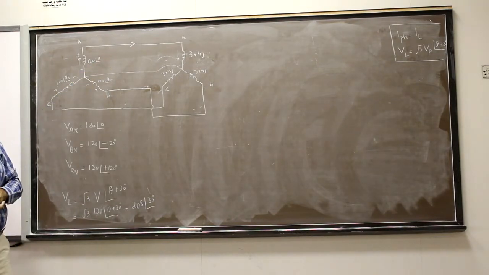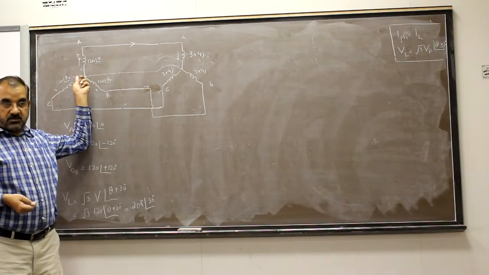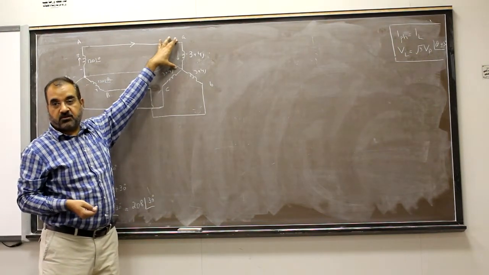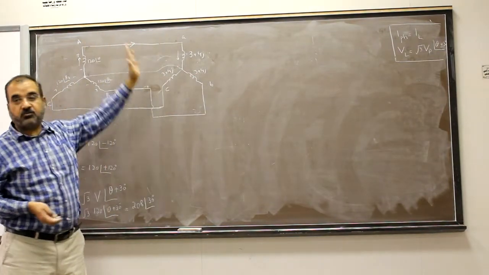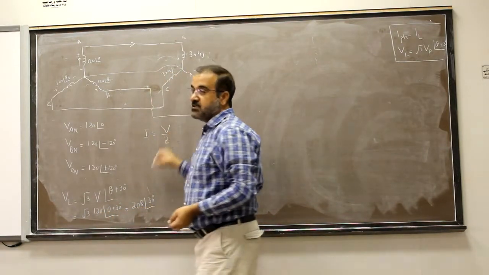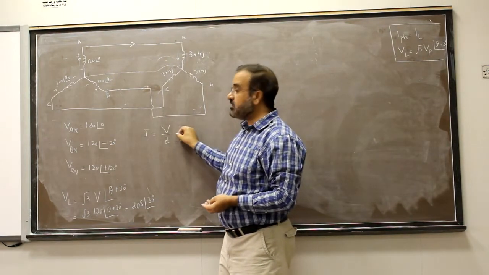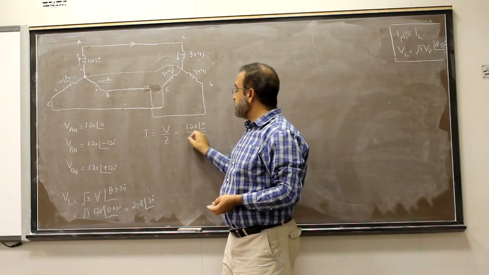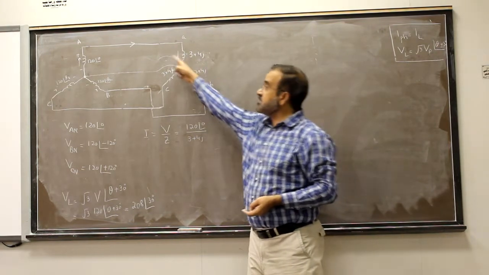Now to solve this, this is a neutral point. Voltage is 0. The voltage between this point and this point, is it the same or different? Same. Yes, same. When it is the same, how will you find the current? I is equal to V over Z for one phase. Now V is known, 120 angle 0, and Z is 3 plus 4j for this phase.